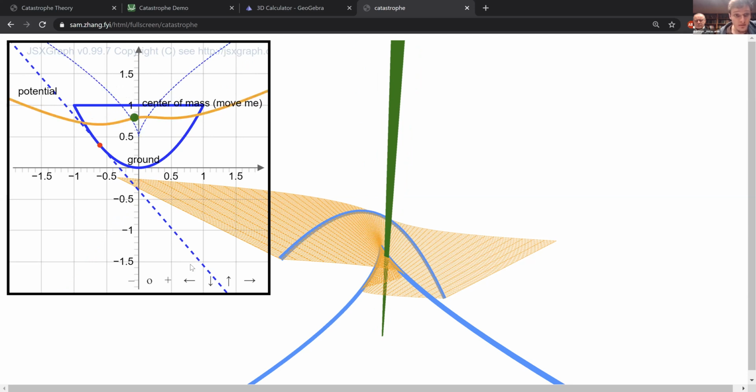Okay, so now let's take a look at this. Can I ask a quick question based upon this? You mentioned the catastrophe surface in the previous slide. So the catastrophe surface for this system would look like what? Yeah, so that's what I'm about to explain.